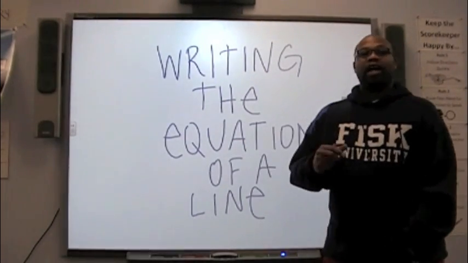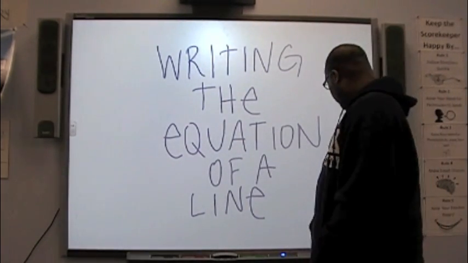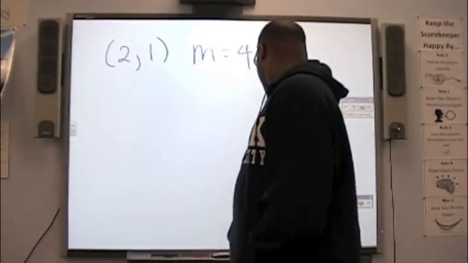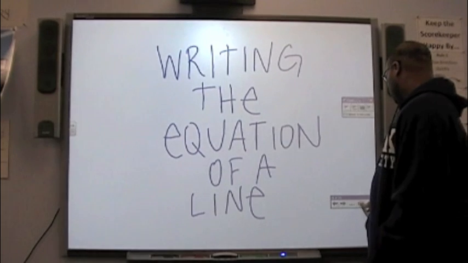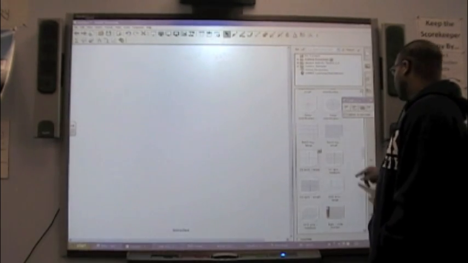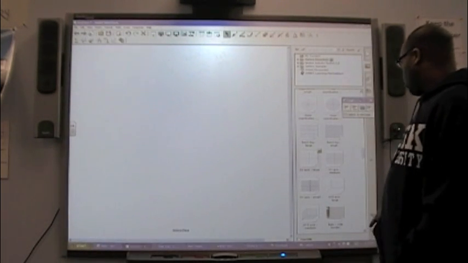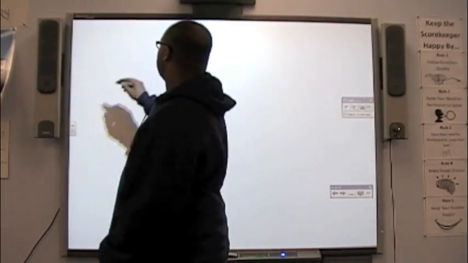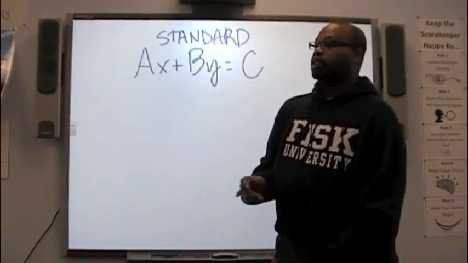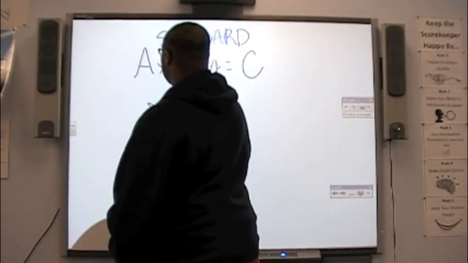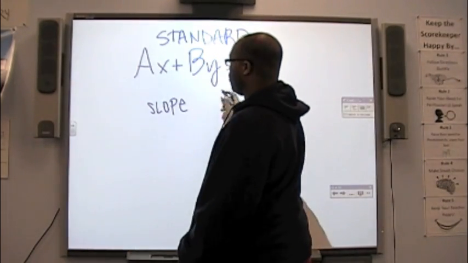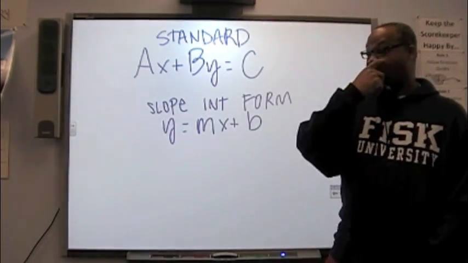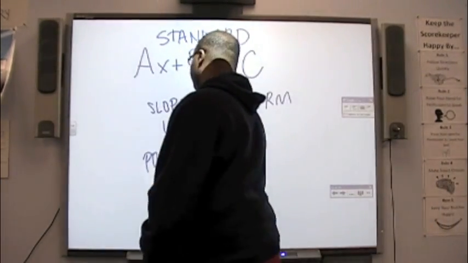All right, let's talk about writing the equation of a line. They're going to give us some information, and we have to know which form of linear equation to use. So let's write down all the forms before we start. There are 3 forms: standard form, slope-intercept form, which we've gone over in a previous lesson, and point-slope form.